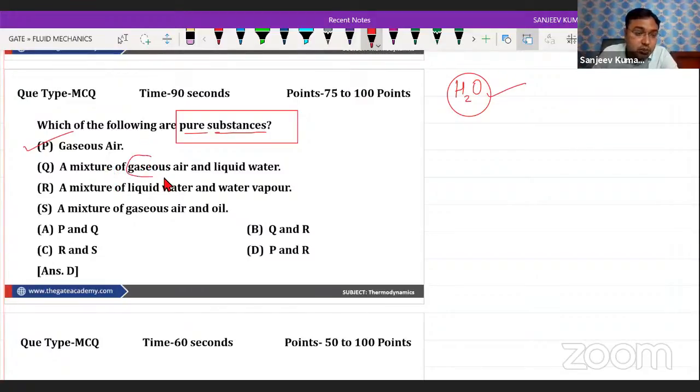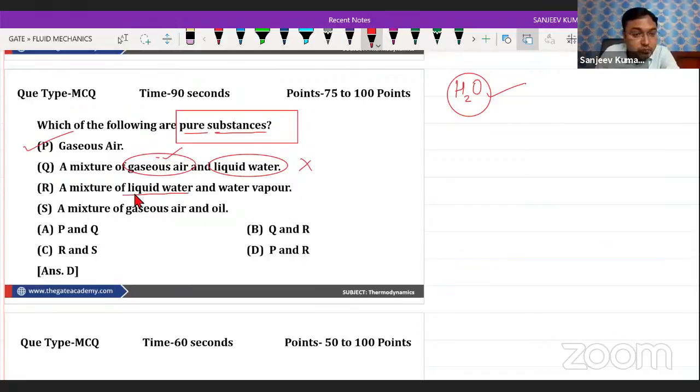A mixture of gaseous air and liquid water. No, water is having different components like hydrogen and oxygen, and air is having different. So this is not a pure substance. Then a mixture of liquid water and water vapor.